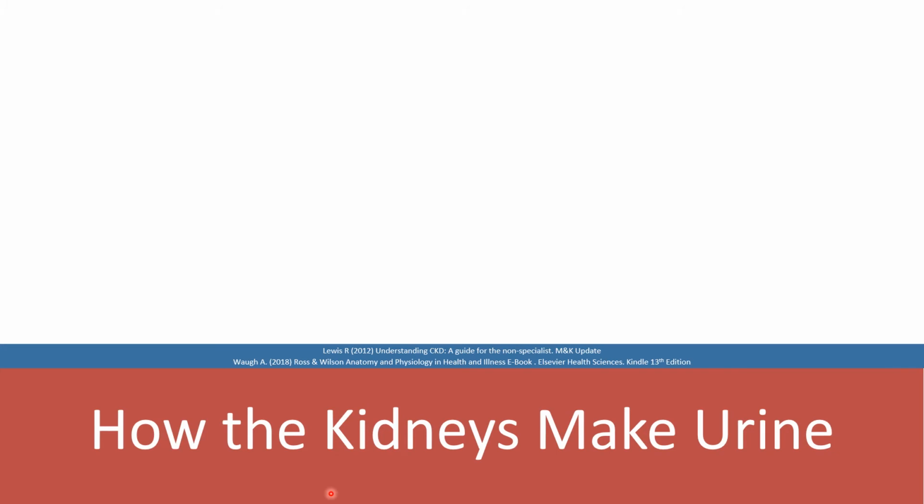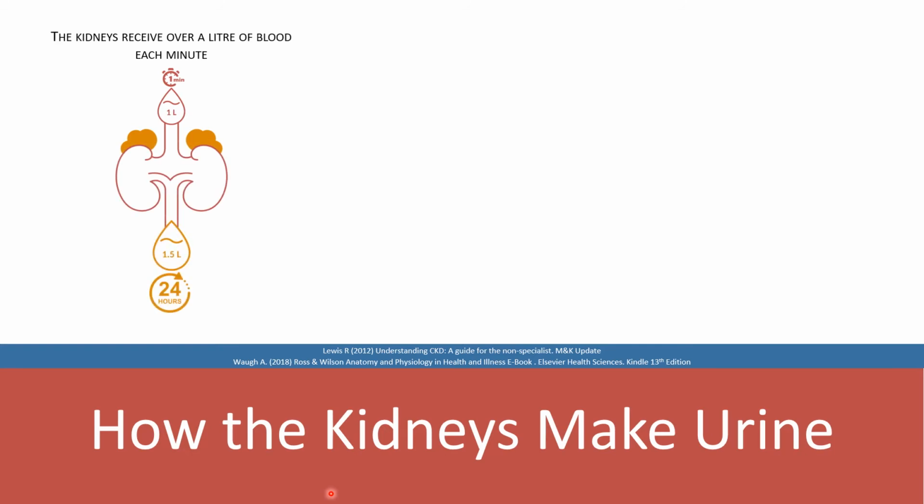So how do our kidneys make urine? Do you know this? Every single minute, your kidneys will be receiving over a litre of blood. And your kidneys about every day will eliminate about 1.5 litres of urine. Now remember, the content of that urine, you'll have all the waste products of your body's metabolism. So 1.5 litres might not sound a lot, but I'll tell you what, there's a lot of work goes into making that 1.5 litres.